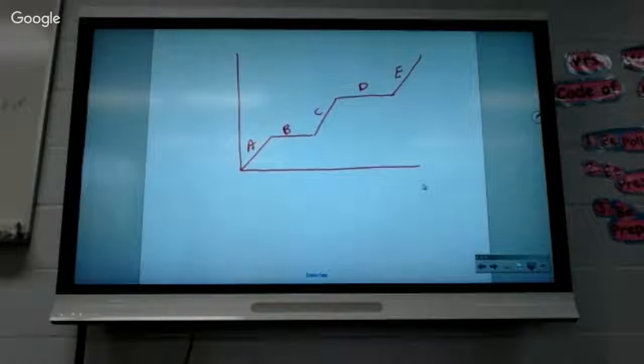Liquid. It's a liquid, and since it's going up, it's doing what? Heating. It's being heated. What's happening at D? Evaporating. It's evaporating, or it's boiling. All right, and what's happening at E? It's a gas.